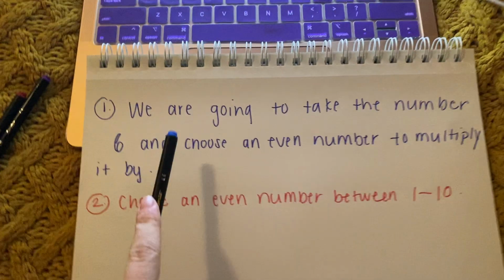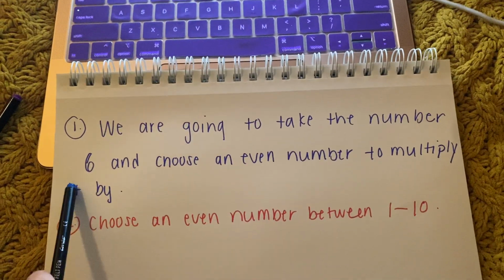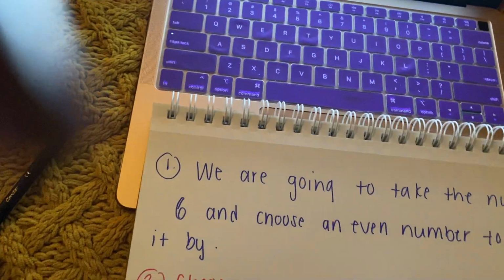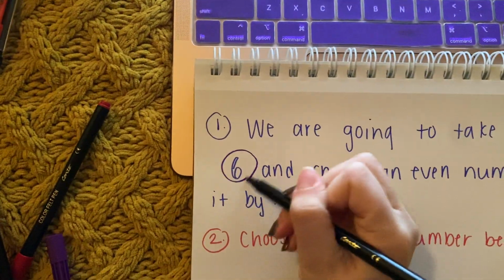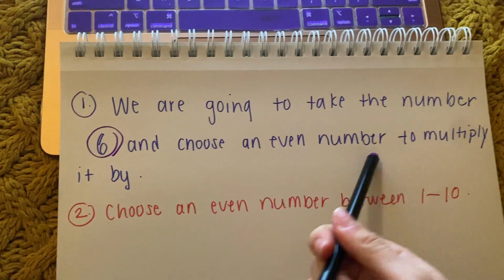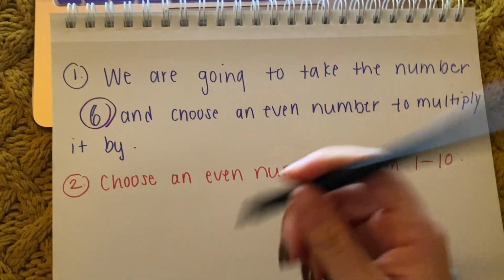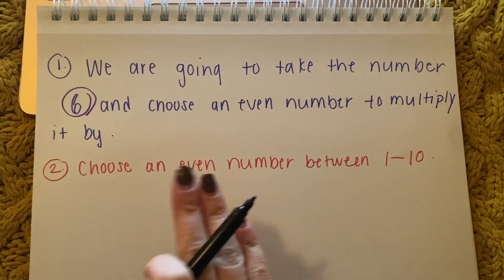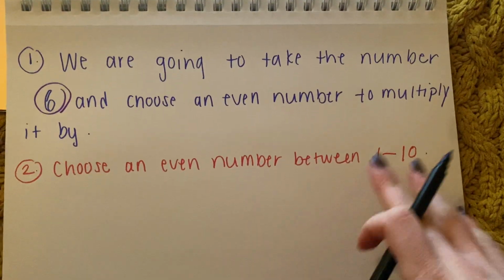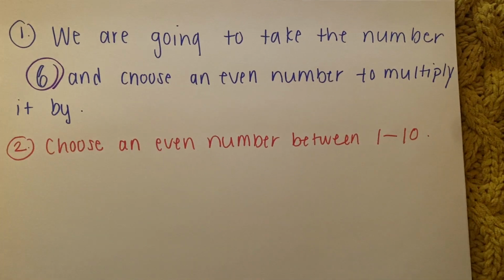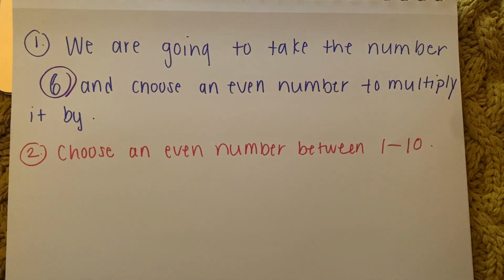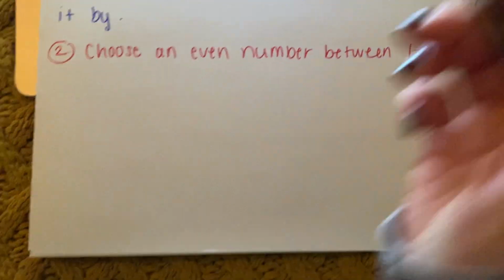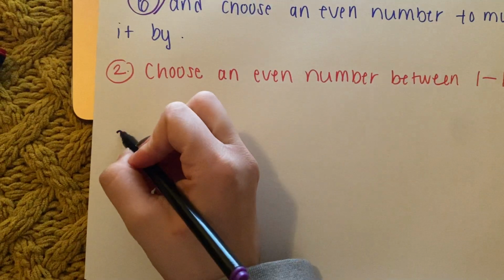So for the first one, we're going to take the number 6. That is super important, so I'm going to highlight that. And we're going to choose an even number to multiply it by. Then the second step I broke down into: first of all, choose the even number. I did between 1 and 10 to make it simpler to multiply by for a third grader. So we're going to move on to step 3.